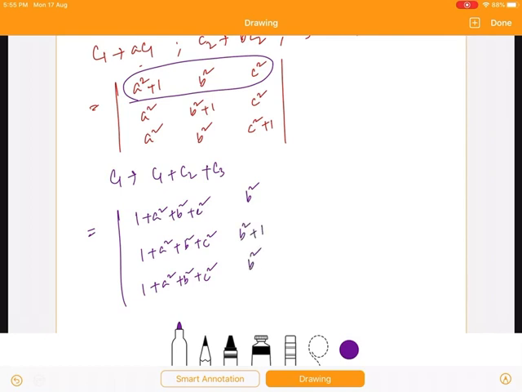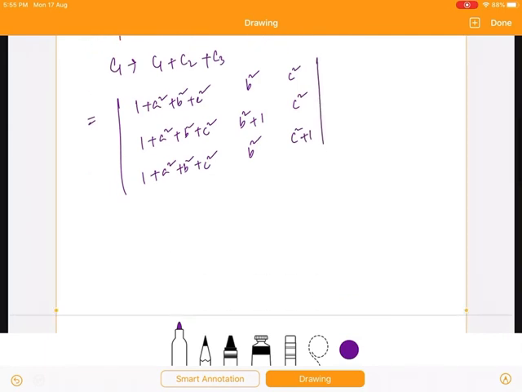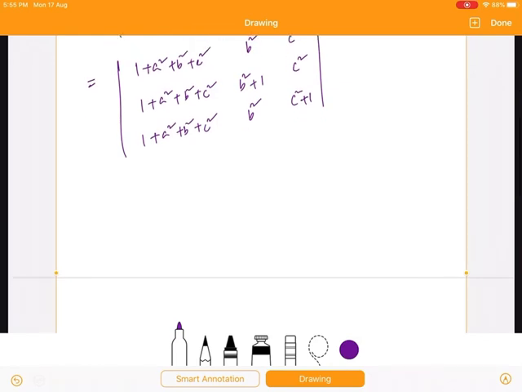So this one will be B square, this one will be B square plus 1, this one will be C square, C square, C square plus 1. After this, what will I do? I will take out 1 plus A square plus B square plus C square from C1. After taking this from C1, I get 1, 1, 1.